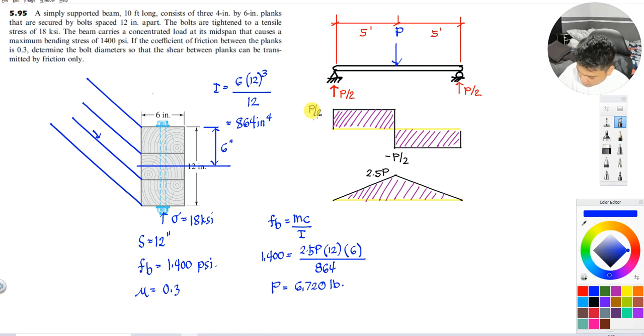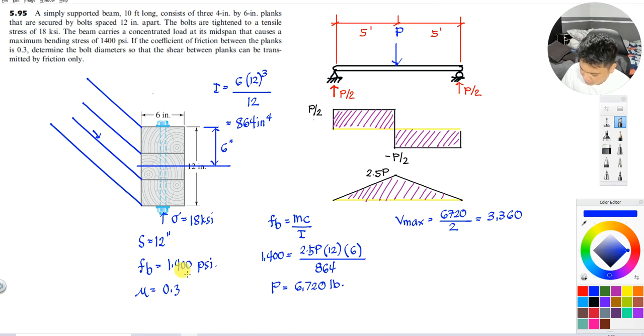So, with that, ang ating Vmax, okay, ilan na siya? So, we can have it as P all over 2 or 6,720 divided by 2. Okay? So, ilan na yun? 6,720 divided by 2. So, that is 3,360. Okay? So, ngayon, may binigay. Okay? Ano yung 18 KSI? Okay? So, merong binigay na spacing.